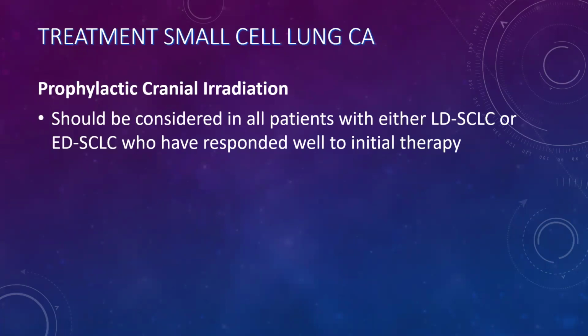Okay, patients with small cell lung CA are also advised prophylactic cranial irradiation. So this is because we've found that patients with small cell lung CA are very prone to having brain metastases. So all patients who underwent treatment and responded well, either limited stage or extensive stage small cell CA, are offered prophylactic cranial irradiation to avoid the occurrence of metastasis in the brain.